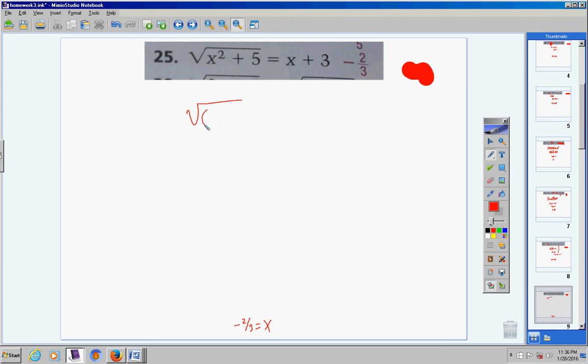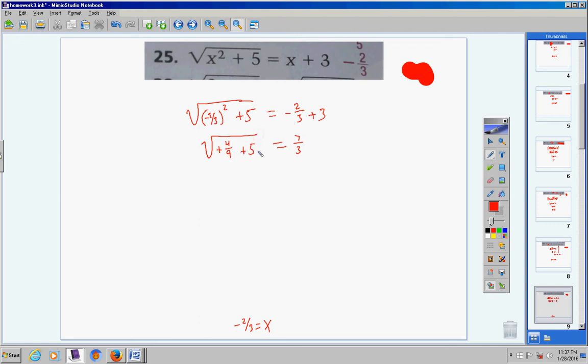So I have negative 2/3 squared, right here, plus 5, equals, here's an x, negative 2/3, plus 3. Now let's simplify the right side really quick, that's easy. 3 minus 2/3 is going to give you 2 1/3, or 7 over 3, same thing. If you're not good with fractions, use your calculator. Now, over here we're going to square 2/3. Positive. 2 times 2 is 4. 3 times 3 is 9. So I have 4 9ths plus 5.